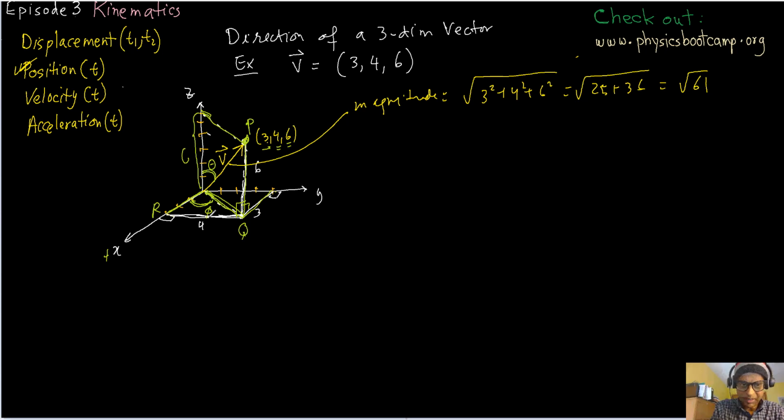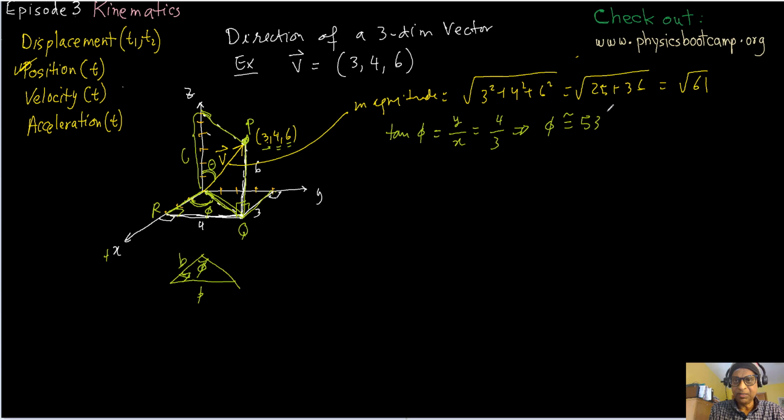So if we look at phi, it's again a right-angle triangle, 4 on this side, 3 on this side. This is 90 degrees, and we want this angle. This is the perpendicular, and this is the base, and this is the phi we want. So tangent phi is just y over x, which is 4 over 3. And from there phi is close to 53 degrees or something like that.